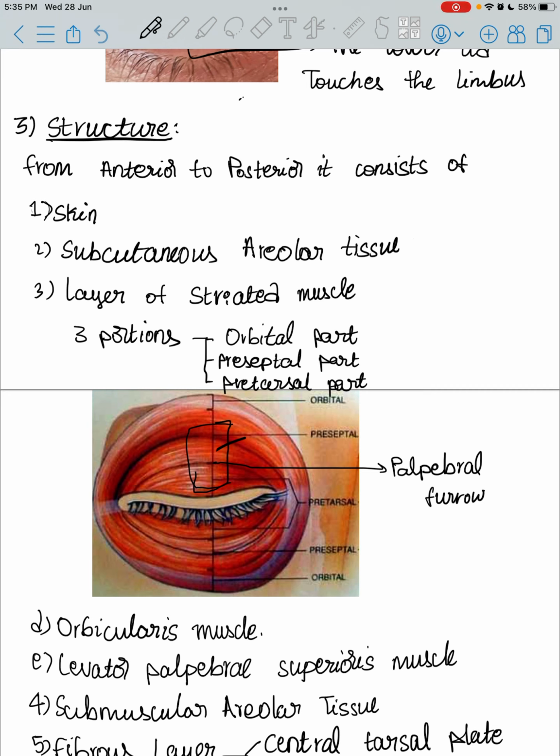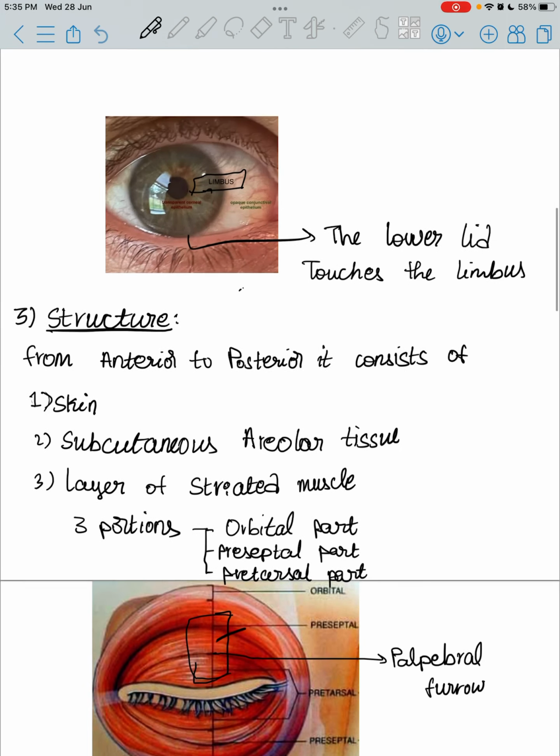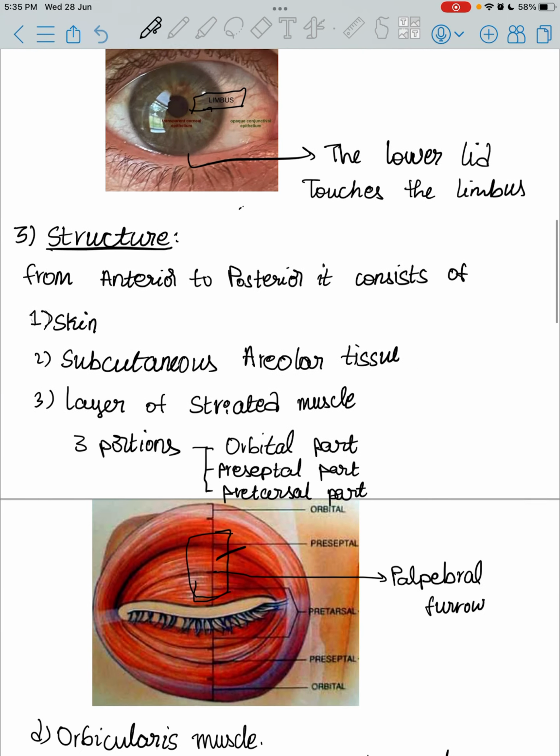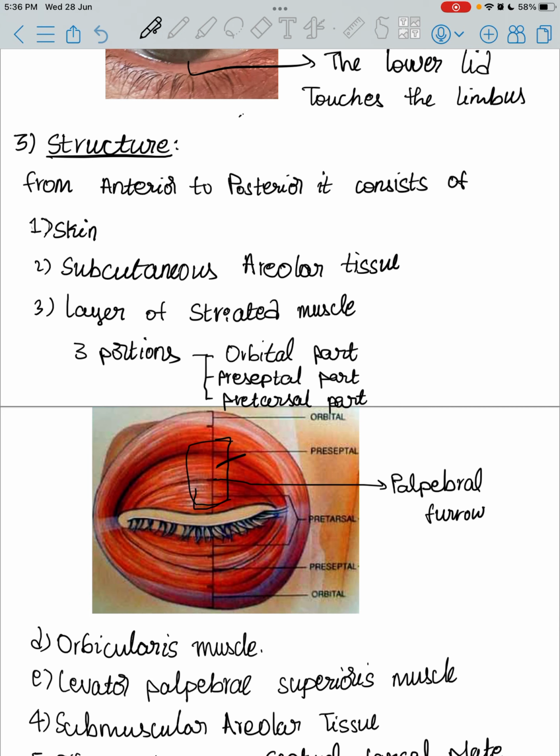The orbicularis muscle has three portions: the orbital part, the preseptal part, and the pretarsal part. As already discussed above, our eyelid has a tarsus. The orbicularis muscle part present over the tarsus is known as the pretarsal part, and above it is the orbital part.